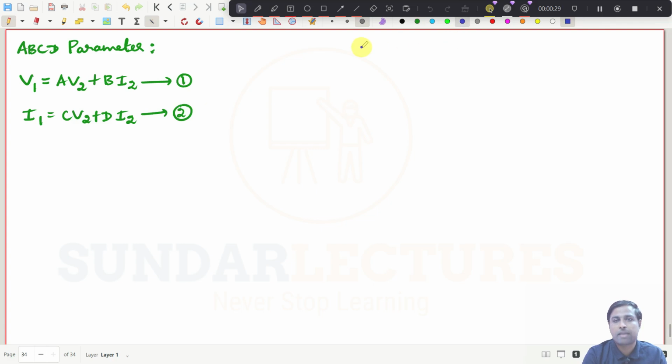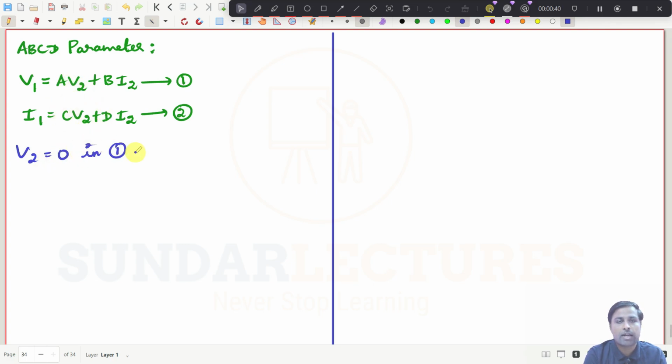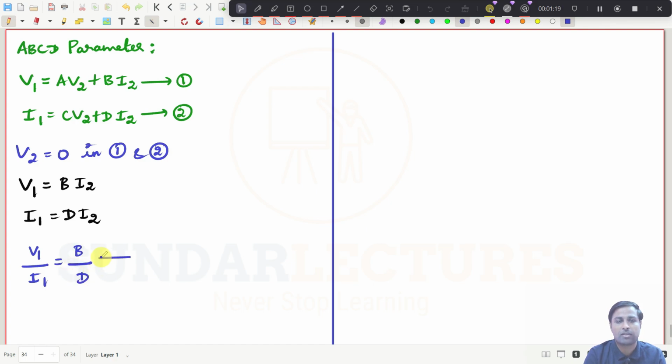And here I am going to do the same thing. We put first V2 is equal to 0, because I have V2 in both equations, right? In equation 1 as well as 2, if I do so, V2 is equal to 0, this term will go off. So what I will get here, V1 which is equal to B into I2. That is number 1 from 1. And from 2, if I put V2 is equal to 0, then I1 which is equal to D into I2. And if I take the ratio of these two, V1 by I1, this I2 will be cancelled out. So finally I will get B by D. That's all. This is equation number 3.